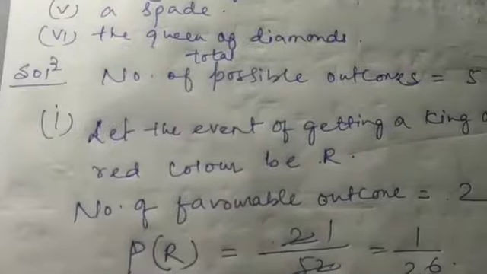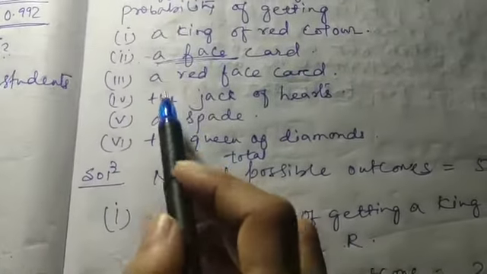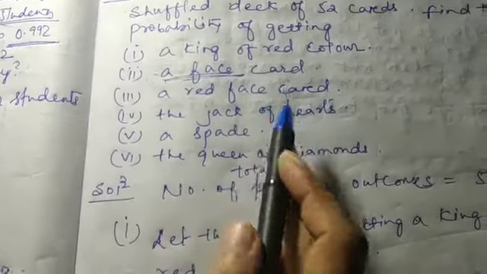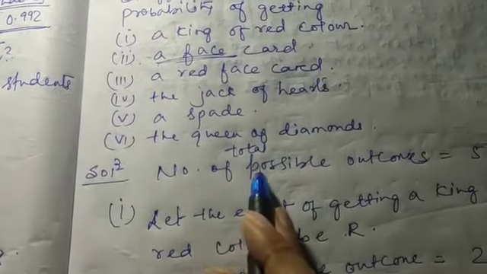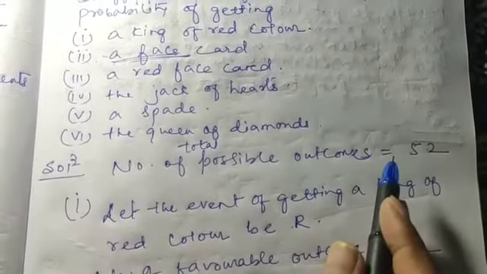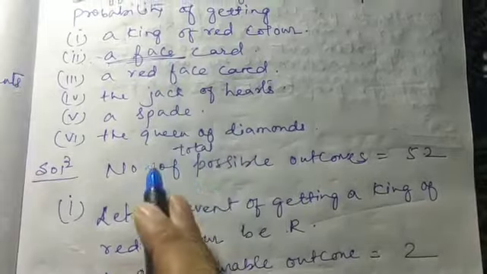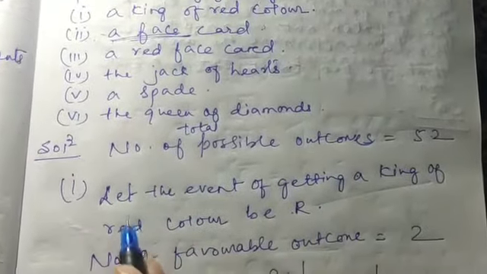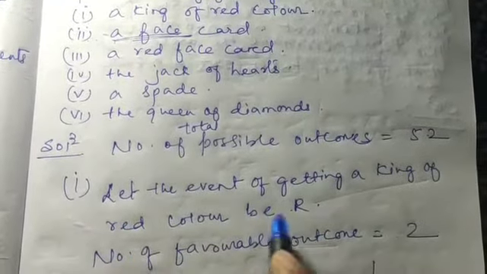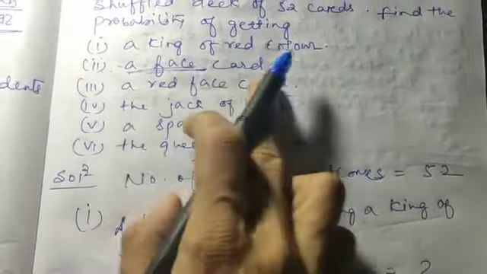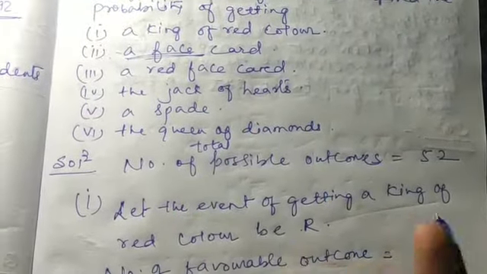Now here you see number 2, a face card. The total number of possible outcomes is going to be the same, 52, for number 2 also. So no need to write it again and again. Here you will write down only the event name. Let the event of getting a face card be, you can give B or F, anything.